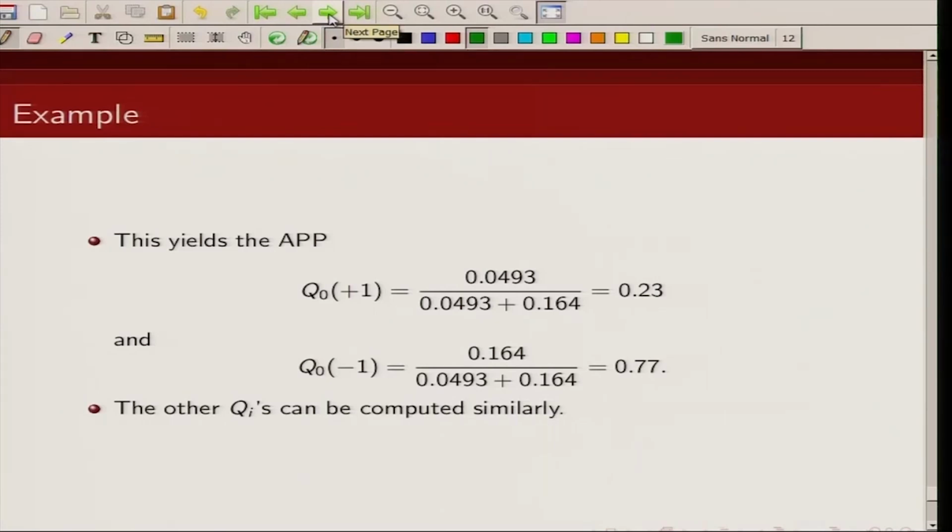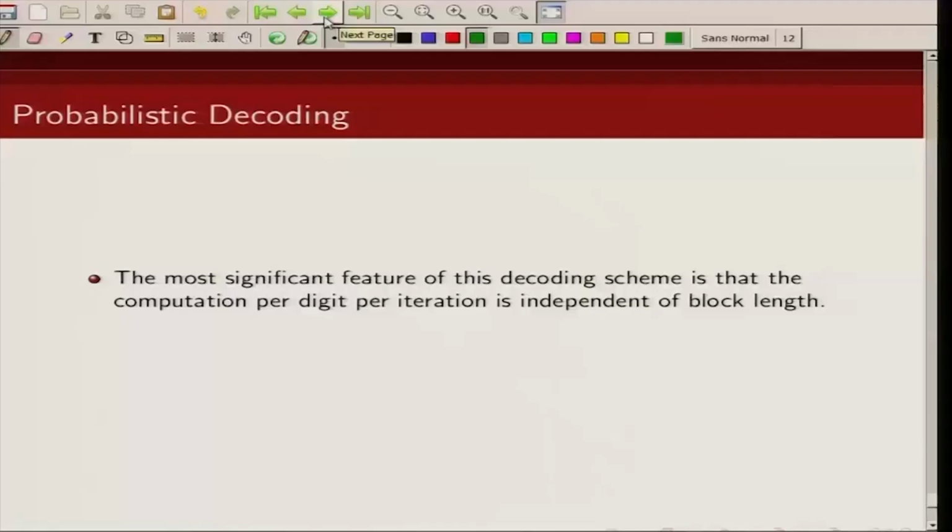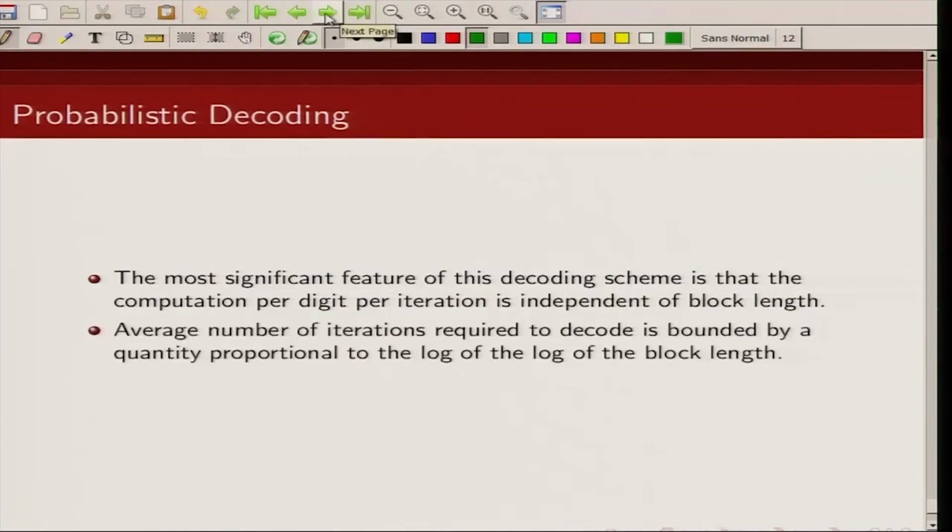Now, this we have done for the first bit. You can do the same thing for other bits as well. In fact, the beauty of this algorithm is you can do this whole operation in parallel. One of the nicest features of this algorithm is that computation per bit per digit is independent of block size, and the average number of iterations required to decode is typically bounded by log of n. After that, you start getting correlated information back.